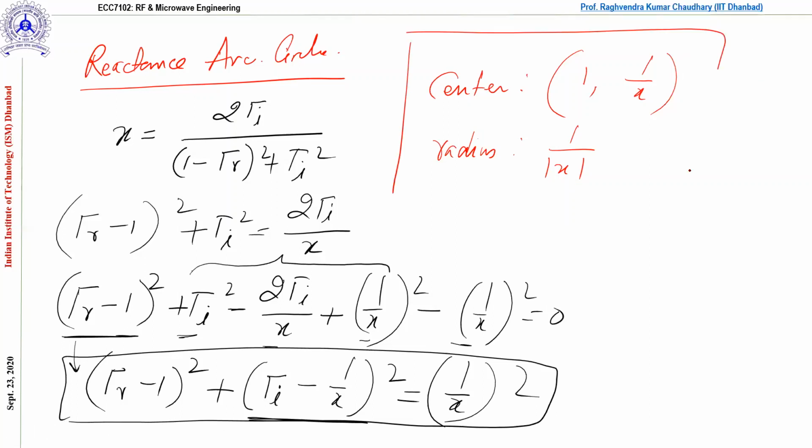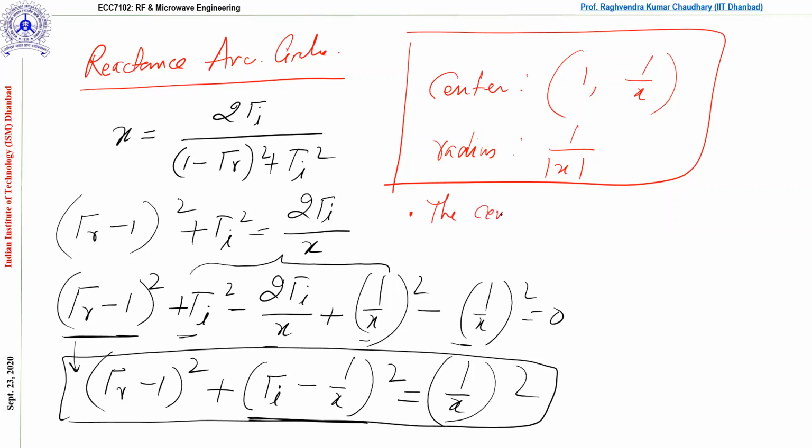Fine. So now life is easy, correct? And we can plot it on the reflection plane. So we can conclude some facts here: the centers of all x circles lie on the gamma r is equal to 1 line, correct? For inductive reactance, it lies above the gamma r axis, and for capacitive reactance, it is below the gamma r axis, correct? I'm writing all those things. It's an important point, please note it down.